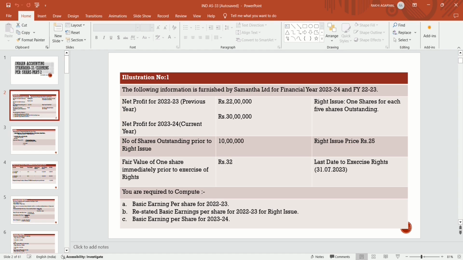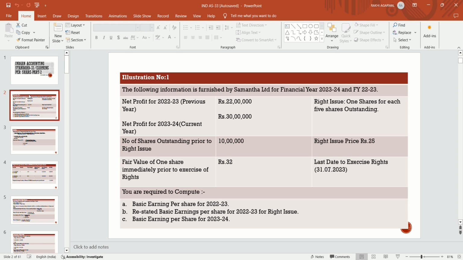This concept is explained with the help of an example. Suppose the following information is furnished by Samantha Limited for the financial year 23-24 and financial year 22-23. Two years of data is given in this example. Net profit for 22-23 is 22 lakhs and net profit for 23-24 is 30 lakhs. Before the right issue, the number of shares outstanding is 10 lakhs.